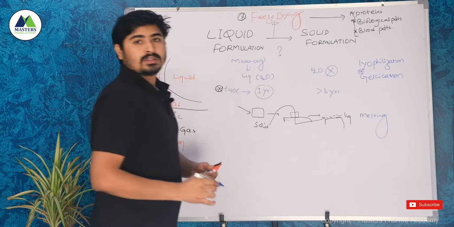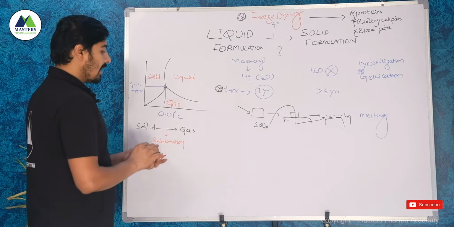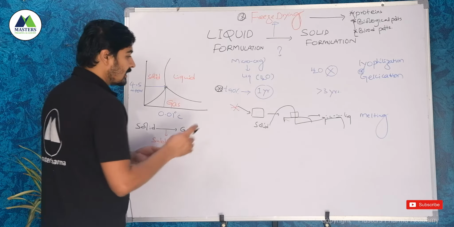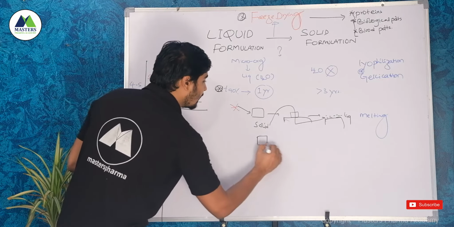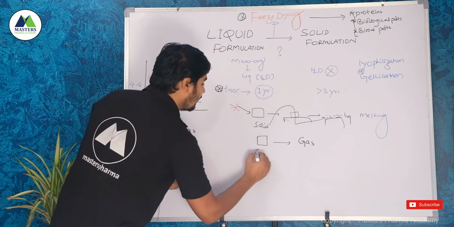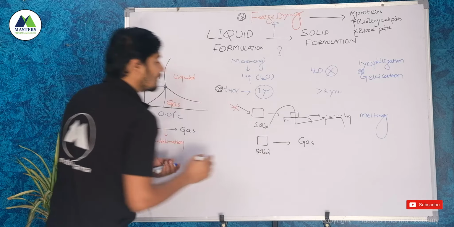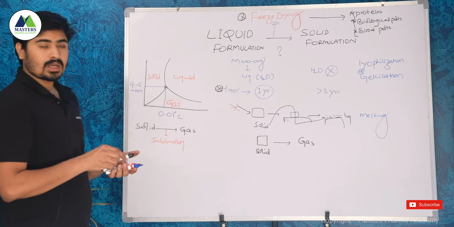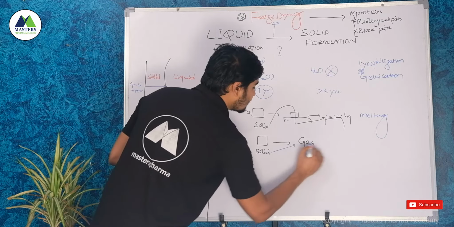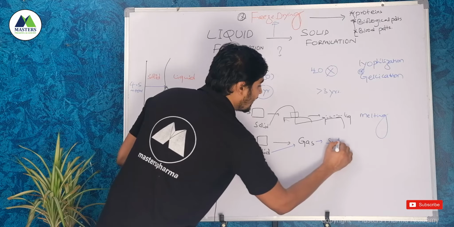Right? This should not happen. Melting should not happen. So our intention is the solid directly converting to the gas, not to a liquid. The solid converts to the gas without converting to the liquid. Okay. So this particular conversion of solid to gas is called sublimation.